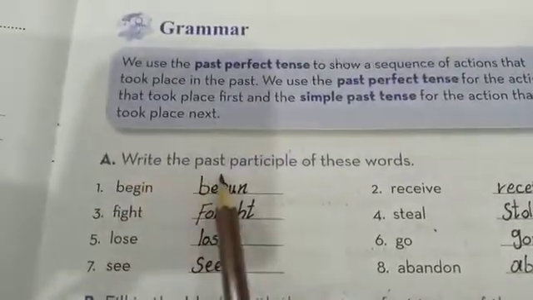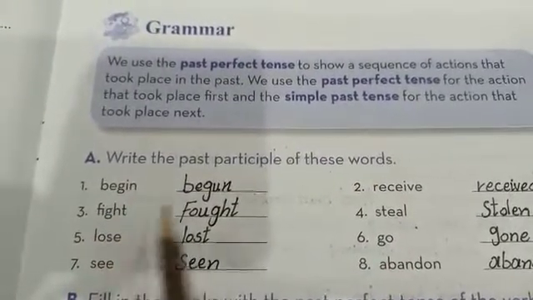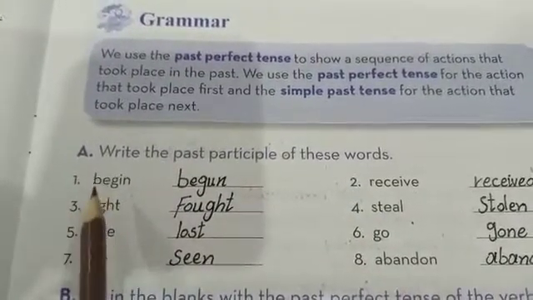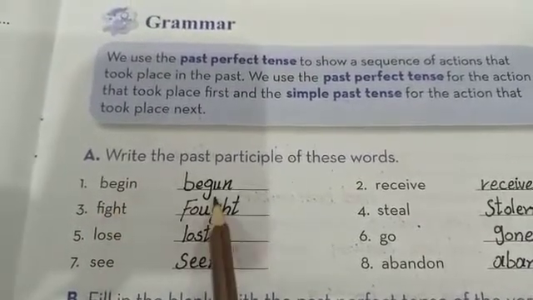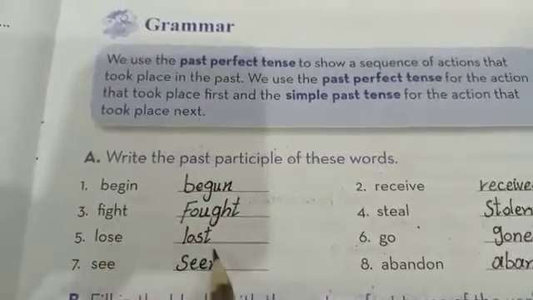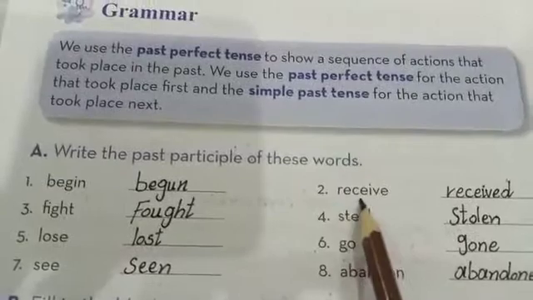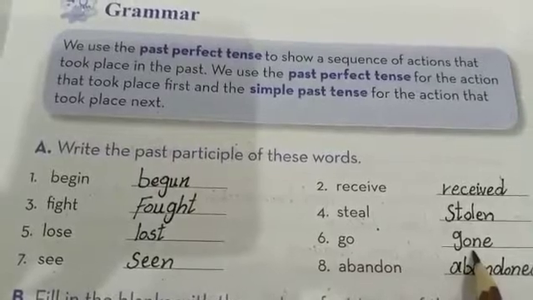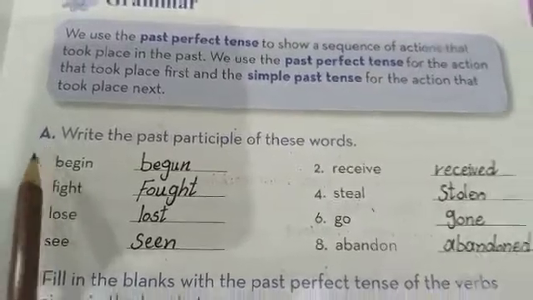Activity A is write the past participle of these words. Here the first form of verb is given. We have to change them into past participle. Their past participles will be: begin, begun. Fight, fought. Lose, lost. See, seen. Receive, received. Steal, stolen. Go, gone. Abandon, abandoned. Our activity A is completed.